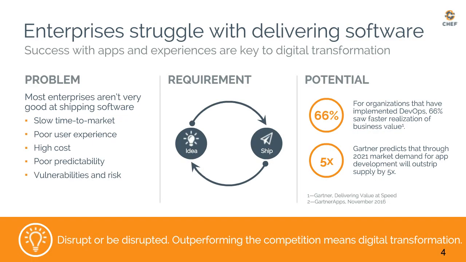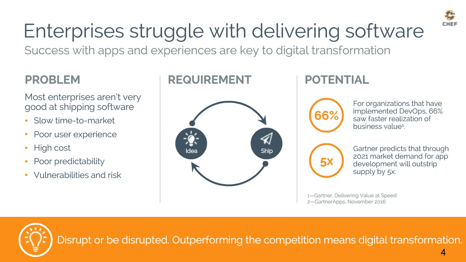So enterprises struggle with delivering software. I'm sure that's not a surprise to anyone on the call. Some of us are better at it. Some of us have more challenges. But in the end, success with delivering applications and experiences are key to digital transformation. The problem that we see in a lot of the enterprises that we partner and work with is that many enterprises, to begin with, aren't very good at shipping software. And what that ends up meaning is that they have struggles in delivering new value to market in a timely manner so that they can really maximize their market opportunities.